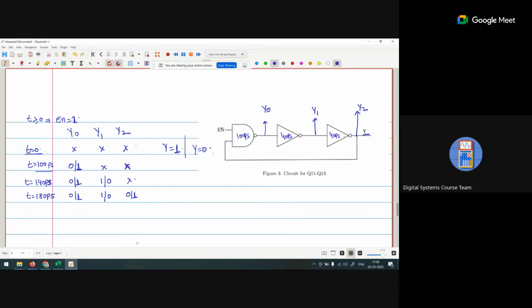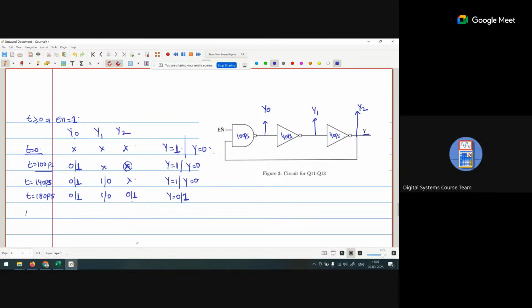Now we are saying that y in this case is 1 or y in this case is 0. We say that y2 is invalid at 100 picosecond and that y2 will be the input for the NAND gate. At this point we again get y equal to 1 or y equal to 0, the same condition. After 180 picosecond, either y is 0 or y is 1. Clear?